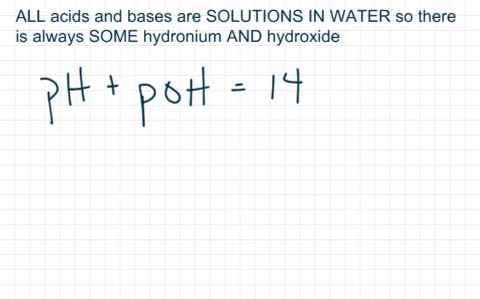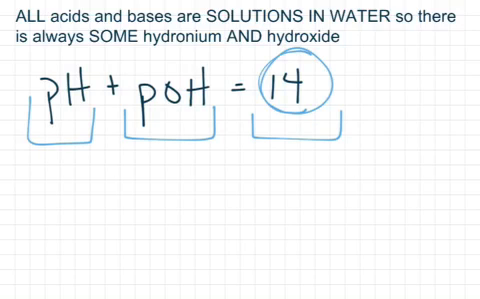Now, all acids and bases are solutions that are in water. So even if you make a really acidic solution or a really basic solution, there are still going to be water molecules in there turning into hydronium or hydroxide. That means all solutions have a pH and a pOH because they always contain hydronium and hydroxide. The magic number that we use to figure it out is 14. The pH of a solution plus the pOH of a solution is always going to add up to 14, if we're assuming that 25 degree temperature.